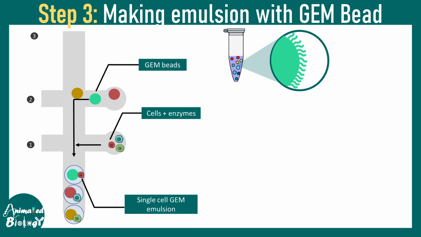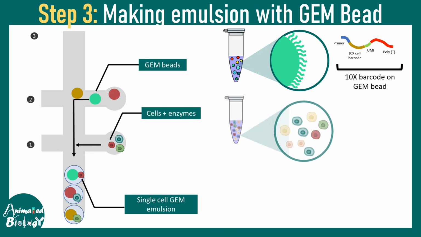Eventually this gem bead would have this kind of hairy appearance on the surface. So if you zoom into one of them, you would find each of these hairs has primers: 10x cell barcode, unique molecular identifier, and a poly-dT attachment. This would be useful to capture mRNA which would come from the cells. Anyway, this is basically the 10x barcode of a gem bead.